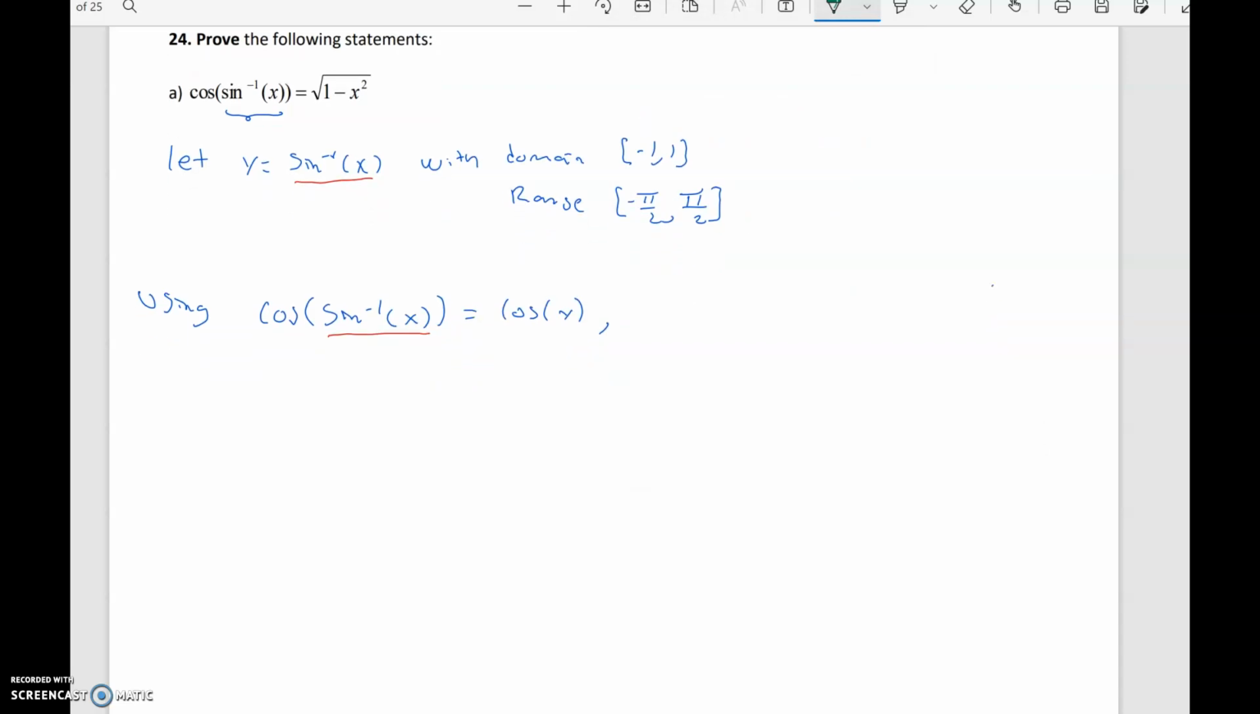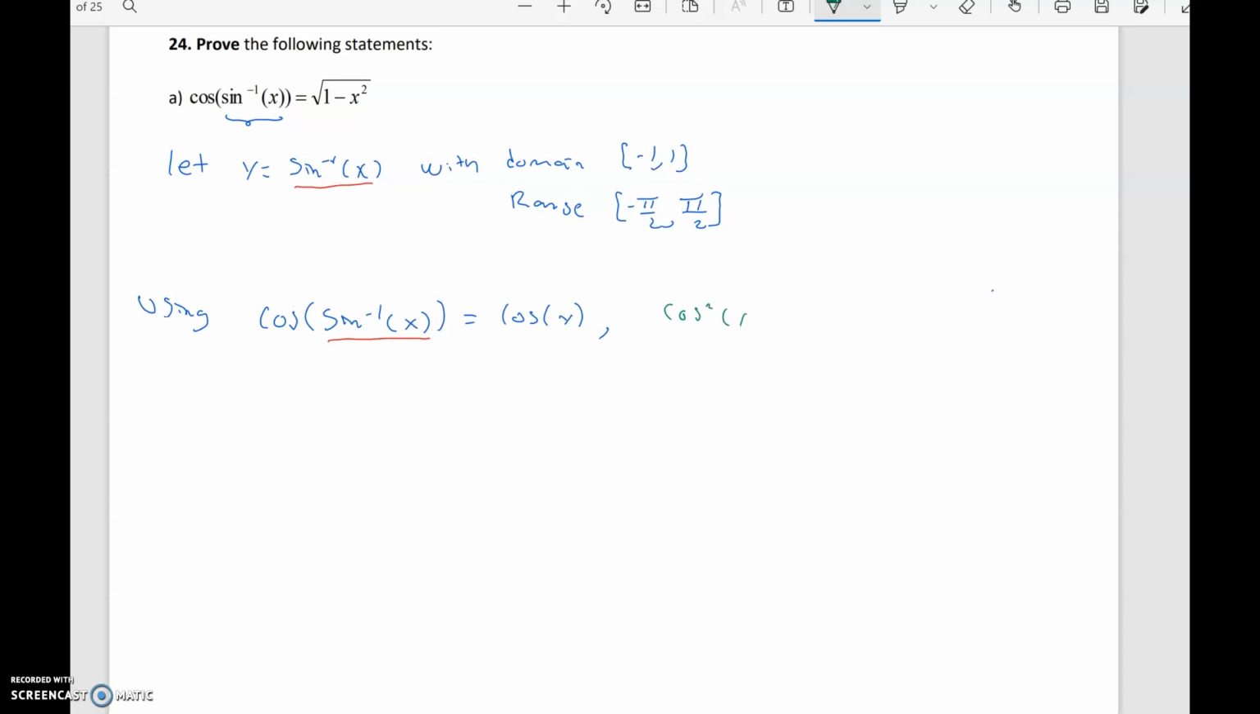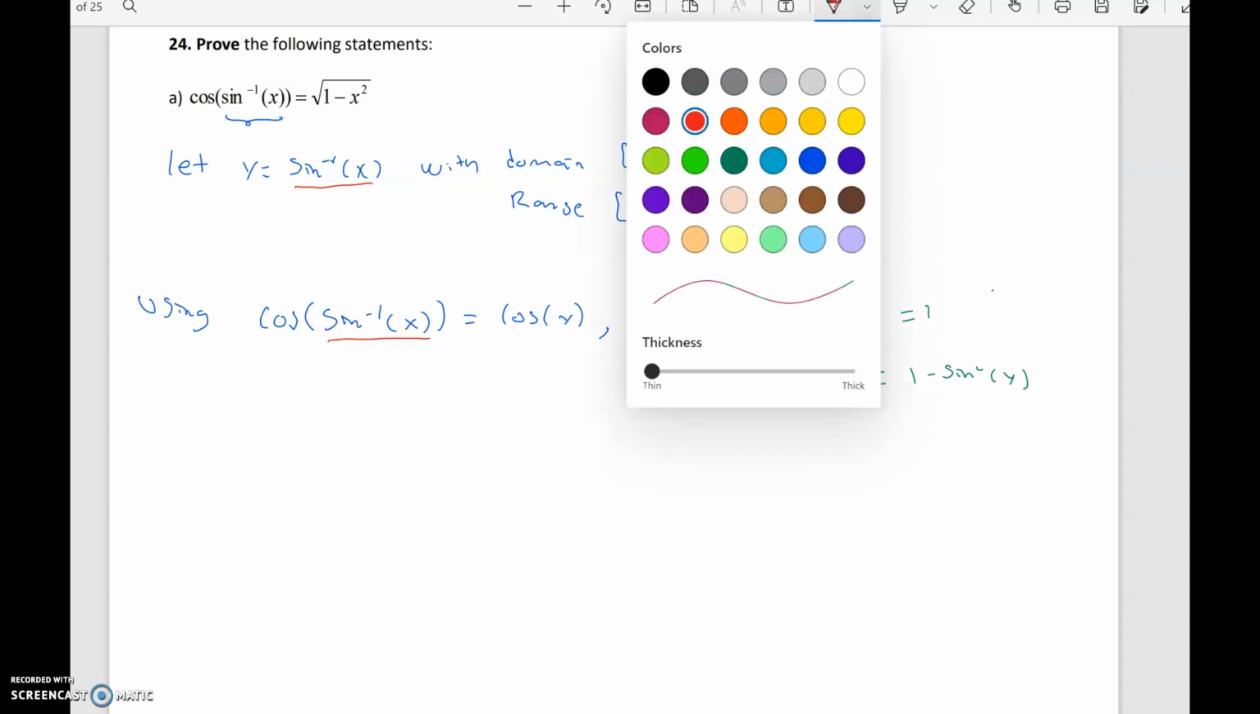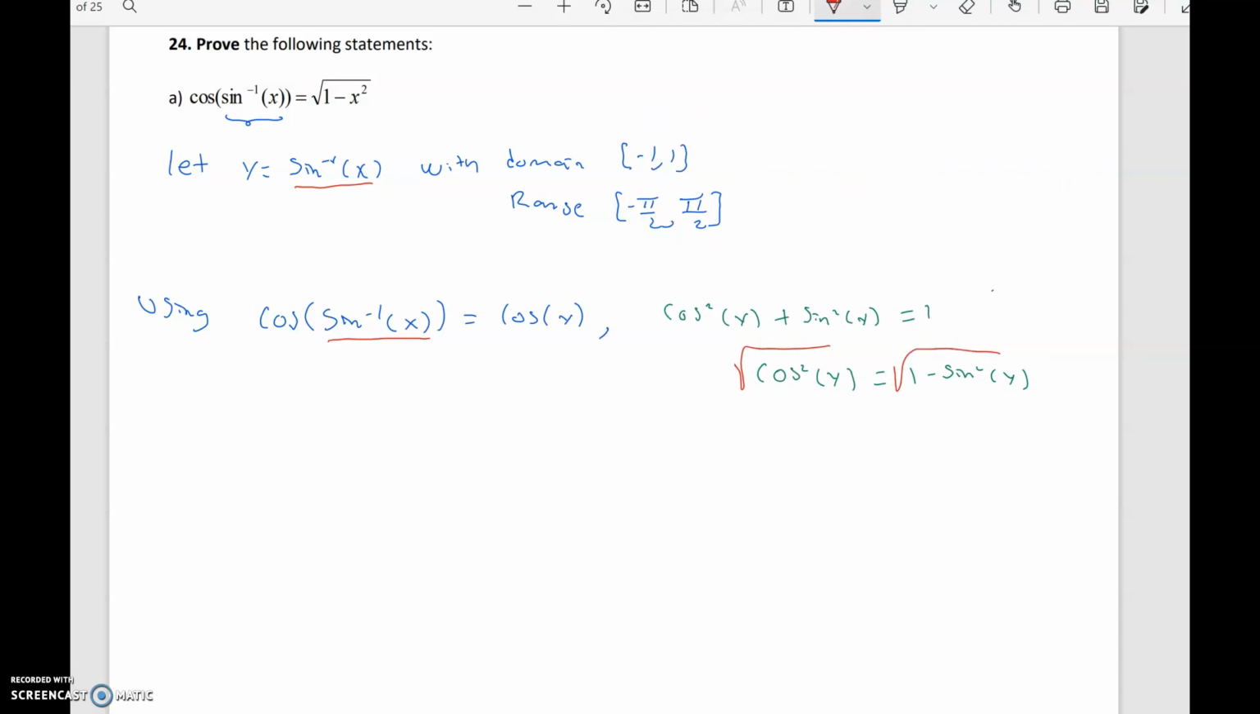The identity that may help here is cosine squared of y plus sine squared of y is equal to 1. Or technically, by subtracting from both sides of the equation, you're going to get cosine squared of y is equal to 1 minus sine squared of y. And if we take the square root, there is a plus and minus, but for the proof, I just want to take a look at just the positive side. So we're looking at cosine of y. This is equal to the square root of 1 minus sine squared of y.